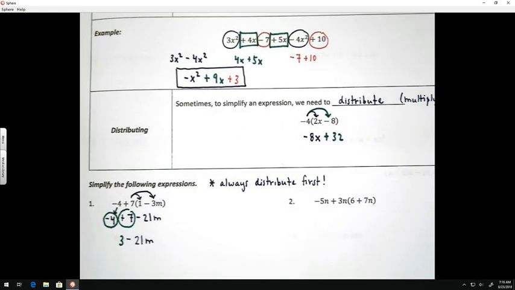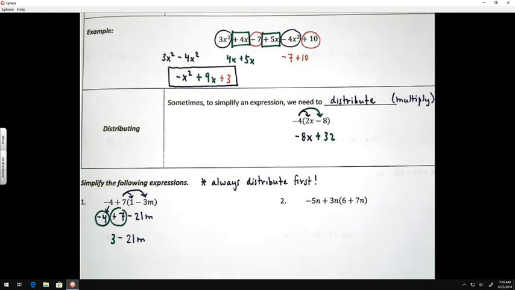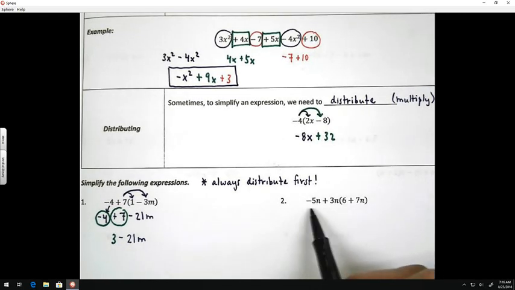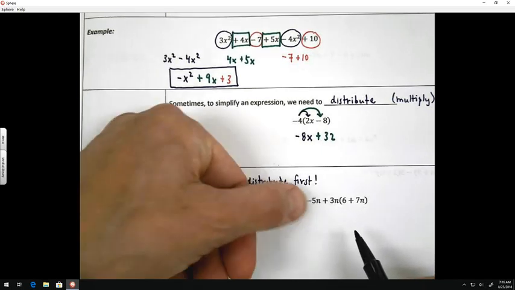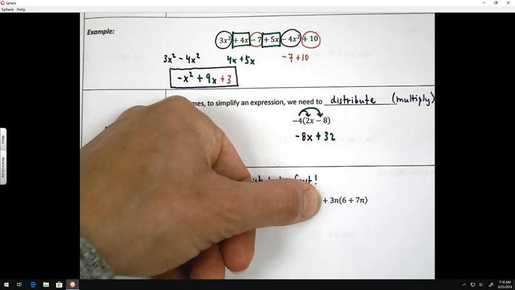All right, let's do another one. I have the same idea here. I have a term that's kind of on its own out here, and then this term is kind of attached here by parentheses. So those parentheses are signaling that I have to do some distributing. So again, I'm going to ignore this for right now.